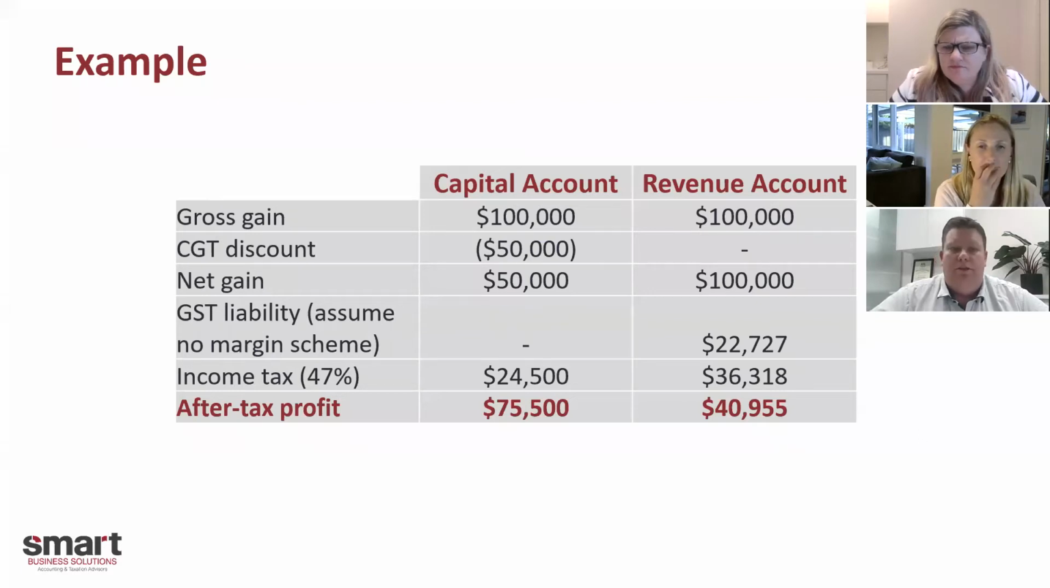Now that we've assumed there's no margin scheme, which I will come back to in detail later, I'll just loop back in a second. And then we've got the income tax profit of 47%. So a big difference there. On a $100,000 profit, we've lost an extra $35,000 essentially.